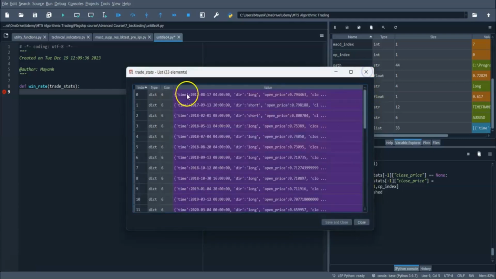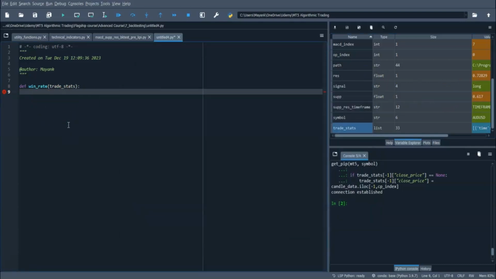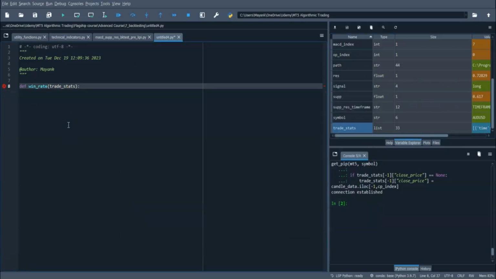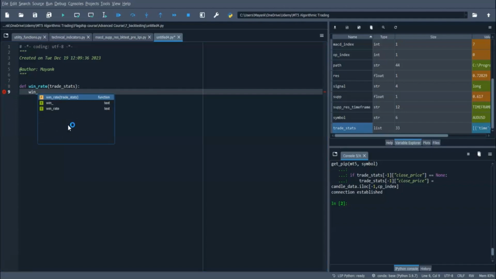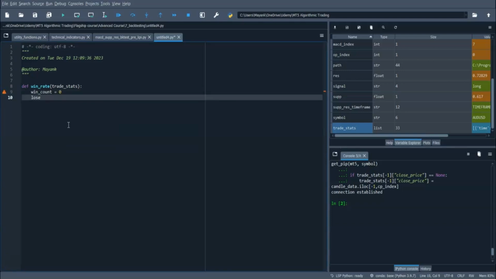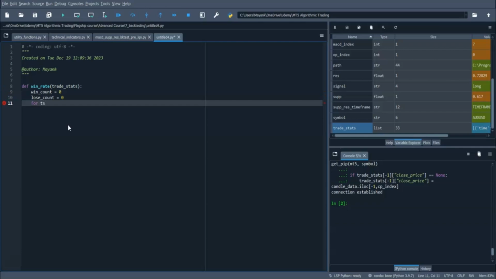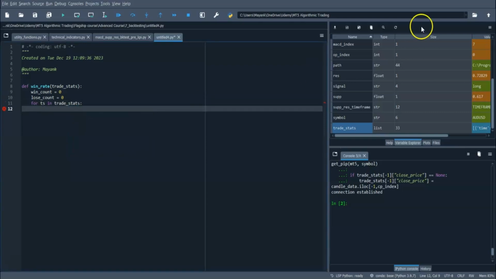So this trade was a profitable trade. All that we'll have to do is go element by element in this list, identify whether a trade was profitable or loss-making, and then simply keep account. So it's very straightforward. All we'll have to do is just loop through our data structure and keep account. Let me create a variable called win count or profit count, whatever you want to call it, and then lose count, equal to 0. Now let us iterate through our trade stats. So for TS in trade stats, we'll go to every single element in this list, and each element is a dictionary. We all know how to access a dictionary very easily.